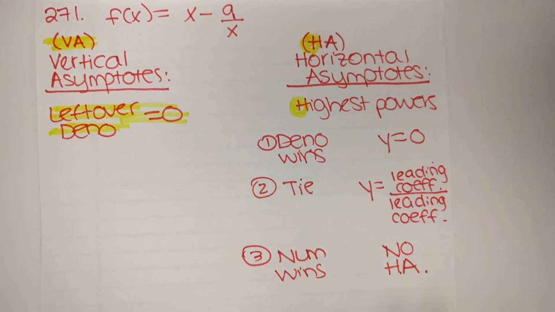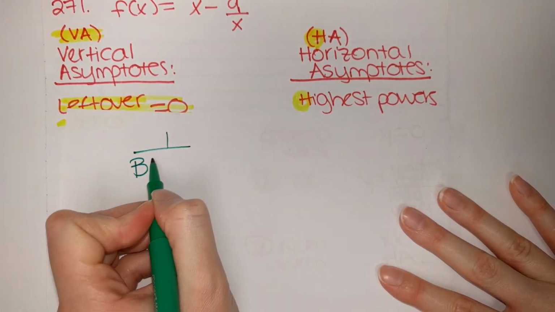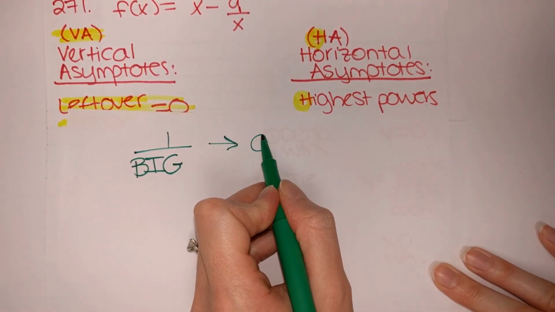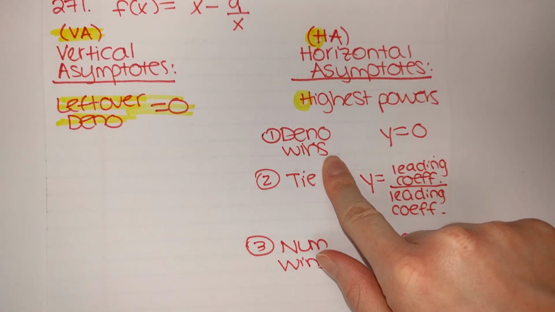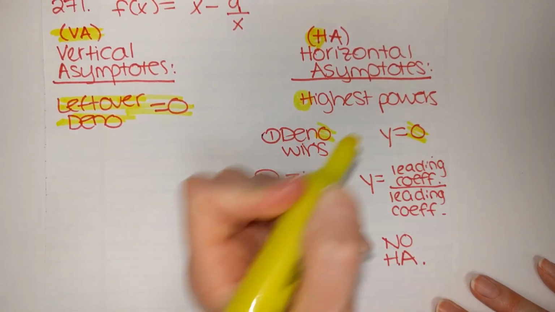And what will happen is if your denominator wins, then that means that you have a really big number in the denominator. So just think about this from the last section. When we have a really big number in the denominator, that is going to 0. So when the denominator wins, our horizontal asymptote will be y is equal to 0.